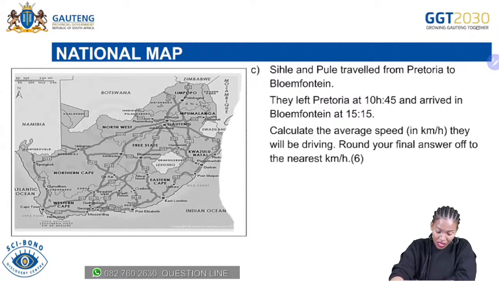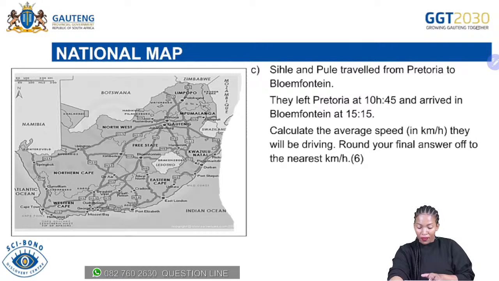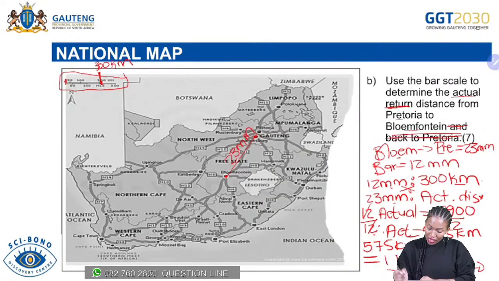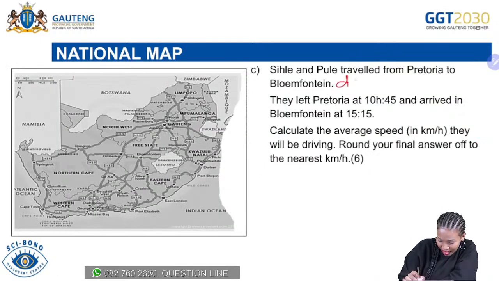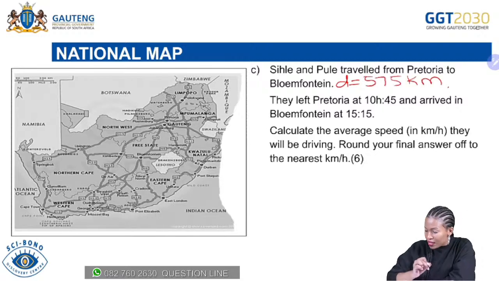So, still using the same map as in the previous question, Sihle and Pule traveled from Pretoria to Bloemfontein. It's a follow-up from this question. Remember, what was our distance here? It is 575 kilometers. So I'm just going to write here that the distance was 575 kilometers. So we're saying that Sihle and Pule traveled from Pretoria to Bloem for a distance of 575 kilometers.